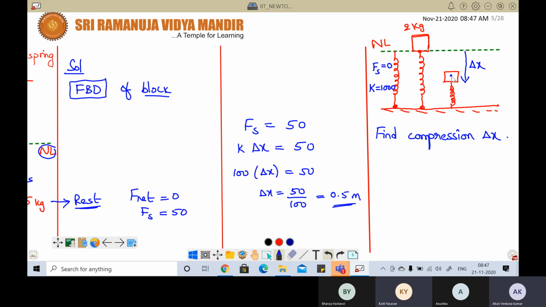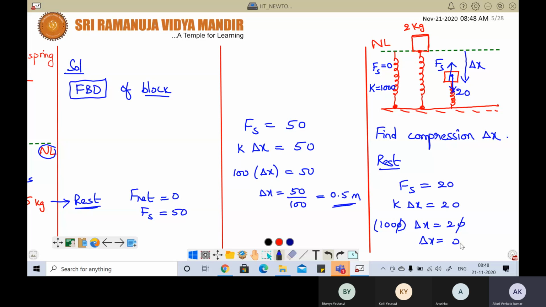Correct. Why? Because at this point, what are the forces? First force is gravitational force, 20. Spring force, and spring force is upwards. Very good. And the block is at rest. So Fs is equal to 20. So Fs is what? K into delta x. What is K? 1000. Delta x equal to 20, so delta x equal to 0.02 meters.